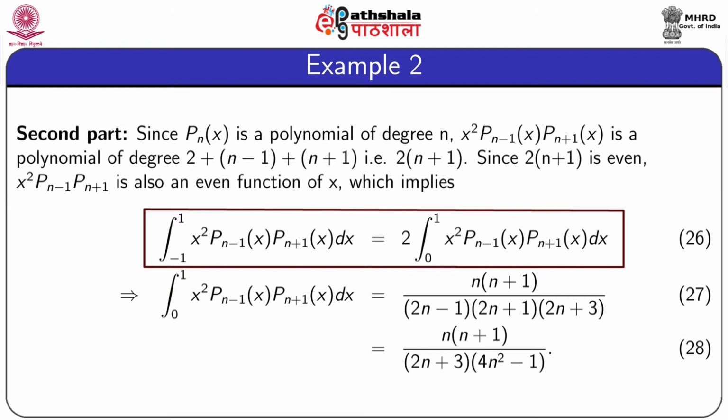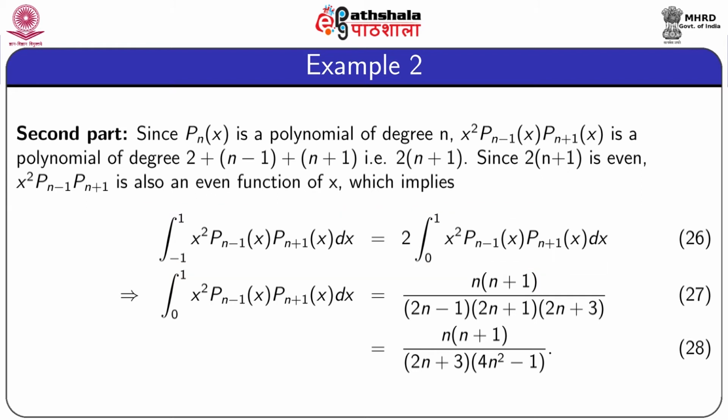And as proved before, this value is equal to n(n+1) divided by (2n-1)(2n+1)(2n+3), given by equation number 27. We can multiply this (2n-1) and (2n+1) to make it 4n² - 1, which is the desired result.